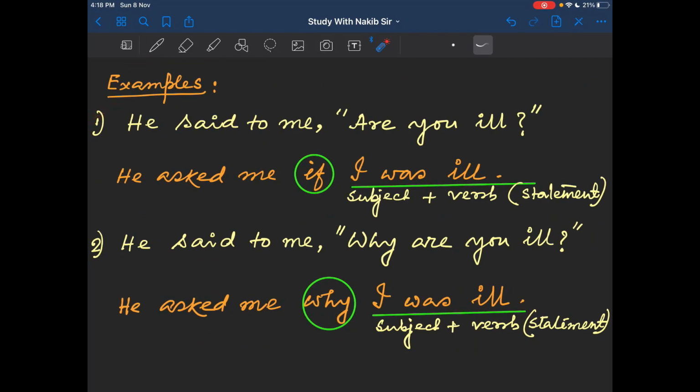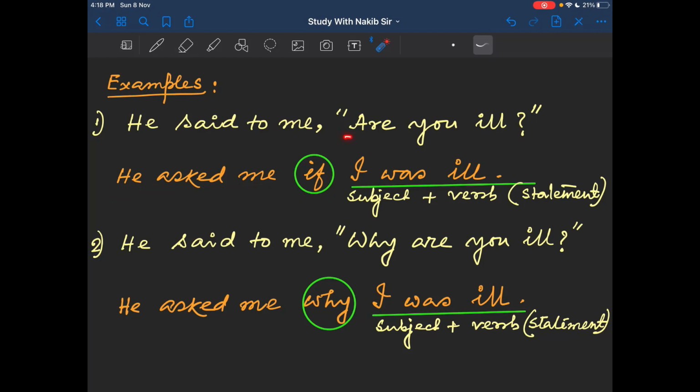First example: He said to me, "Are you ill?" Do the work step by step, and the work will be easier for you. First, go to the reporting verb. See, the reporting verb is in the past tense. So change this reporting verb to asked, A-S-K-E-D. So you have got, he asked me.